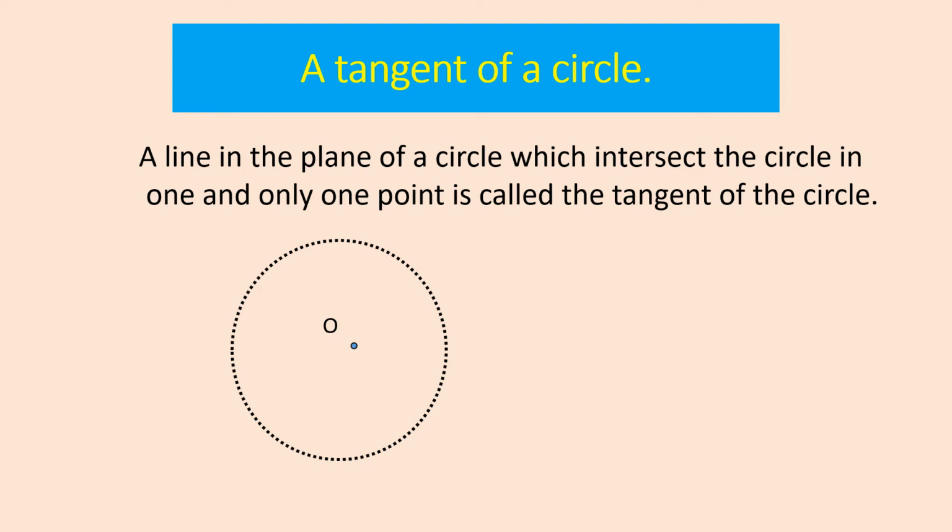See here, the center of the circle is O. Here is the point A which is given on the circle and a line passes through it. So PQ will be called a tangent. Clear? The dotted circle is drawn only to understand the concept. In the exam you have to draw the full circle.